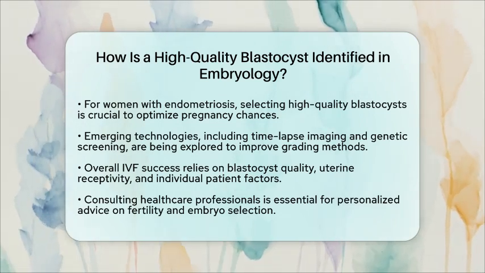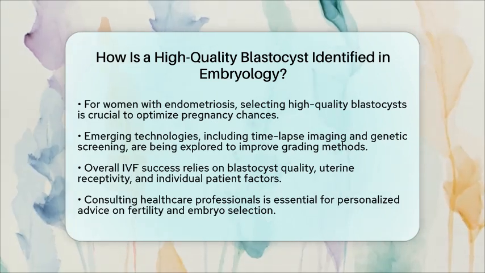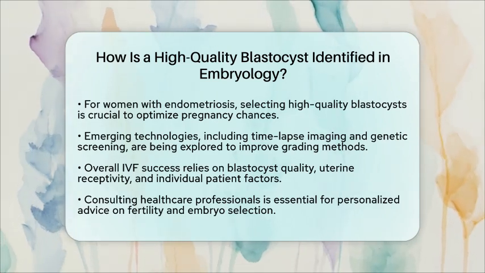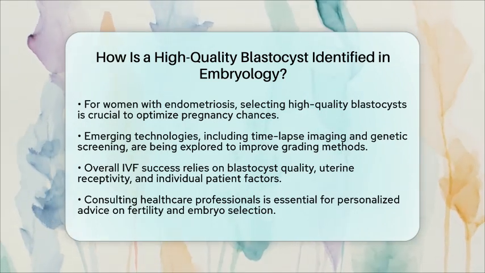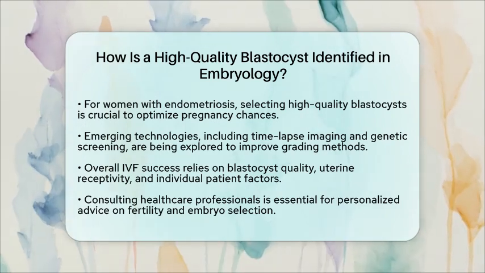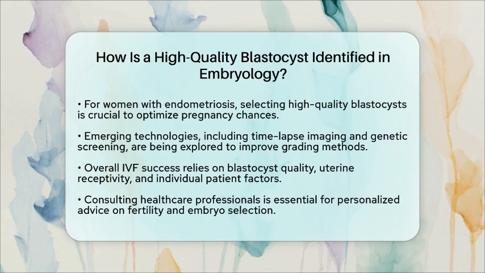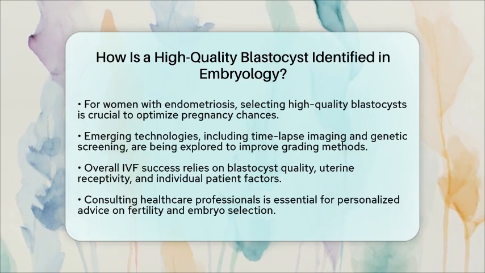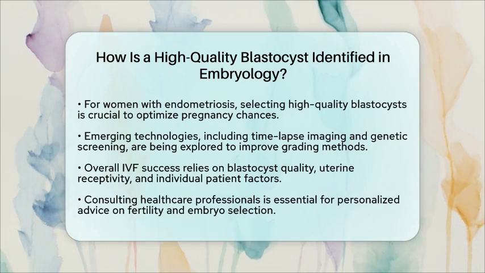In summary, a high-quality blastocyst is identified by its degree of expansion, the appearance and density of the inner cell mass, the quality of the trophectoderm, and its morphological grade. These criteria help embryologists select embryos with the best potential for implantation and successful pregnancy. Always consult healthcare professionals for personalized advice regarding fertility and embryo selection.